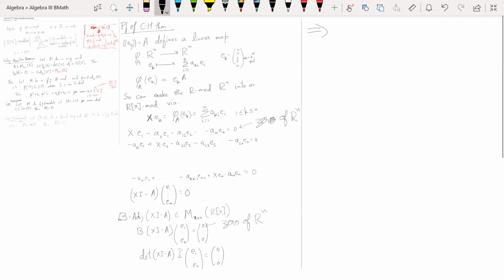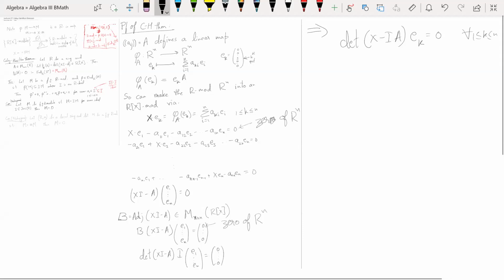Now what we get is that the identity doesn't do anything. So that tells you that determinant of (xI minus A) times ek is zero for all k between 1 and n. So I can drop this I. It's just that if I multiply the determinant of this to ek, then we get zero. Is that clear?